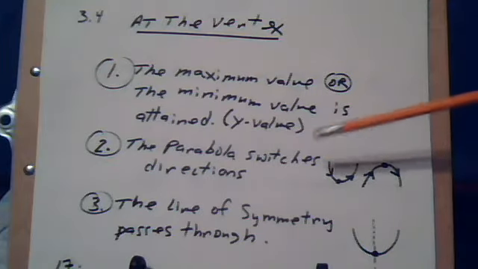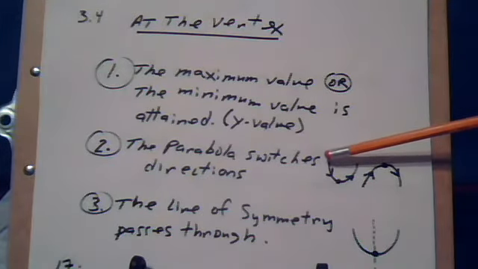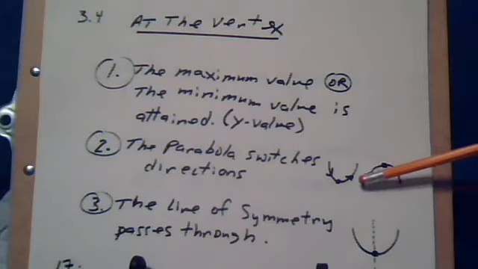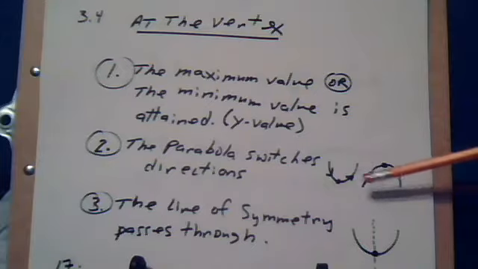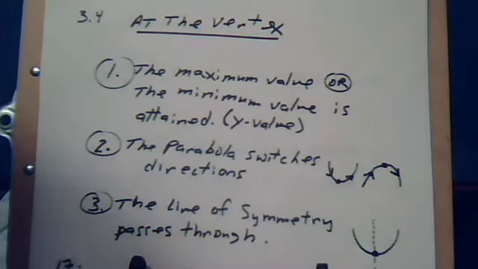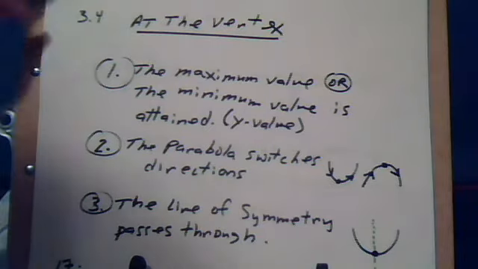You read things from left to right. You get yourself on the parabola, you're going down, hit the vertex, you're going up. Get yourself on the parabola, you're going up, hit the vertex, you're coming down. Also, at the vertex, we have a line of symmetry. The line of symmetry will be like a line that cuts the parabola in half.